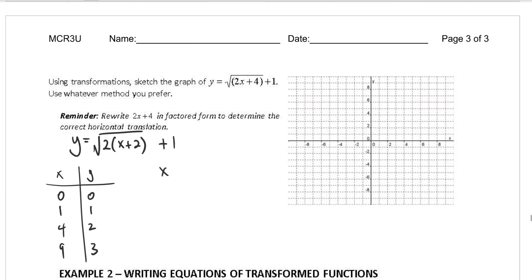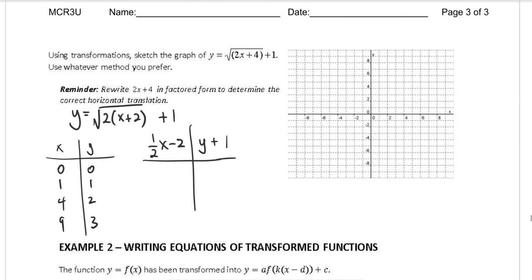So it's a shift left by 2, so x minus 2. Horizontal, now k is greater than 1, so that's going to be horizontal compression by a factor of 1 over k, so 1 over 2. So multiply your x by 1 over 2 first, then you subtract 2. Okay. What about my y values? The only thing that's going to change is you're going to add 1 to every y value because of the vertical translation up by 1 unit.